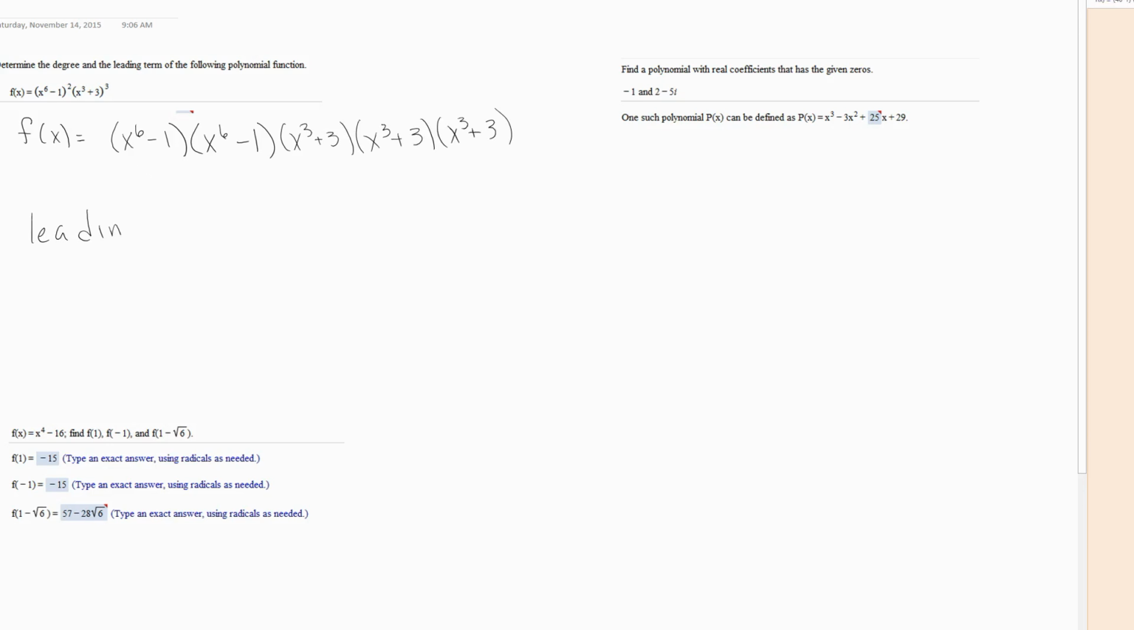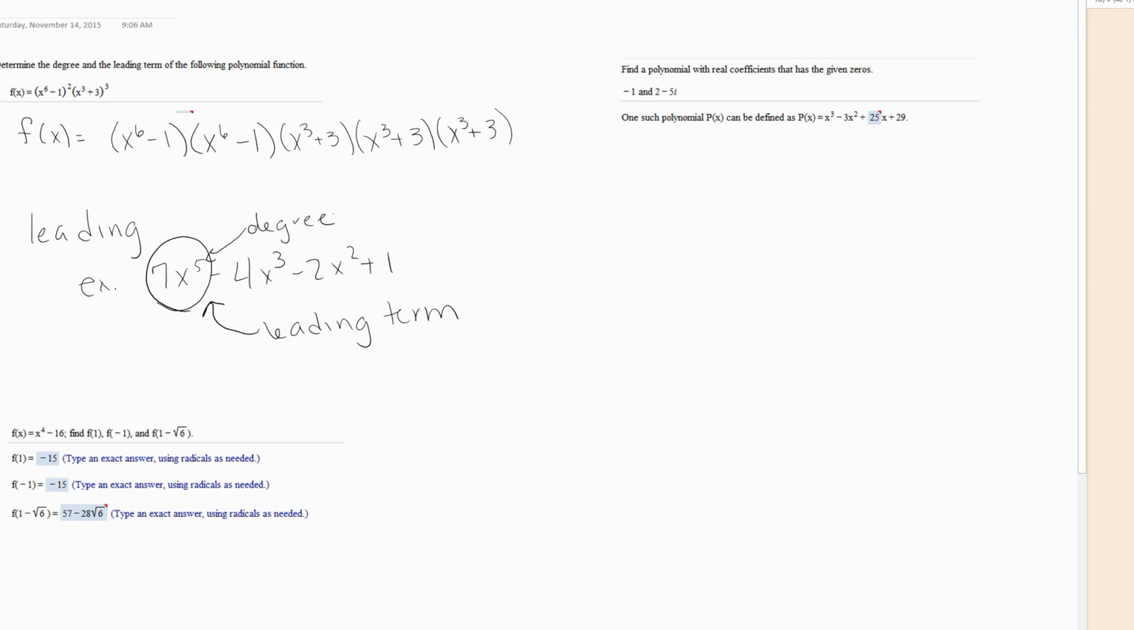So the leading term, if we have a polynomial, let me give an example of that first. If we have something like 7x to the 5th minus 4x cubed minus 2x squared plus 1, just making up numbers, the leading term is always the very first term. And then the degree is the exponent on it. So the degree here would just be 5.